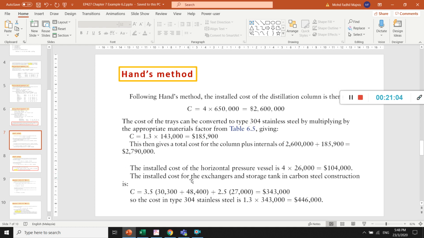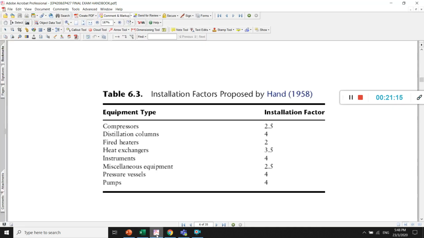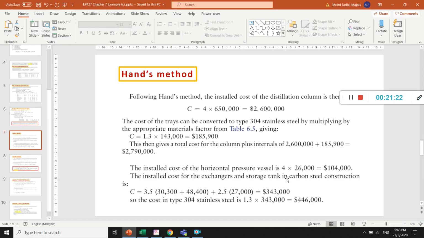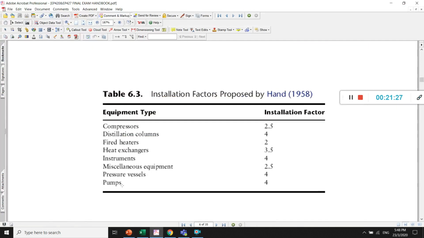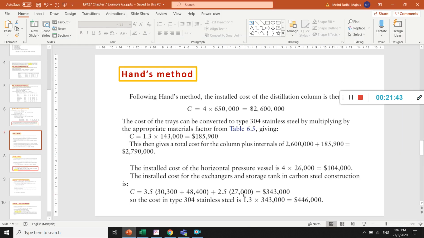Okay, so the install cost of the heat exchanger storage and carbon steel constructions is 3.5. So where do you get this from? Heat exchanger, 3.5 installation factors, and also storage. Storage tank, where do you get it from? Storage tank is under miscellaneous equipment, because there's no mention of any storage tank here. This one is compressor, this is column, fired heater, heat exchanger, instruments, so miscellaneous equipment 2.5 here is the storage tank. So we add all together, so the cost in type 3 is 1.3.